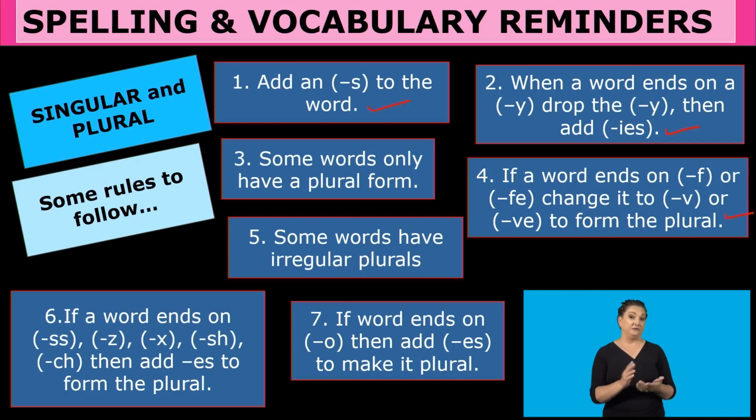Some words have irregular plurals, which means some of them don't comply with the rules. So we're going to look for those examples later. If a word ends on S, Z, X, SH, or CH, then we simply add ES, all right, to those word endings. Now remember, it's the word ending, not in the middle of the word or center of the word. If a word ends on O, then add ES to make it plural. So we've covered 7 rules, all right?